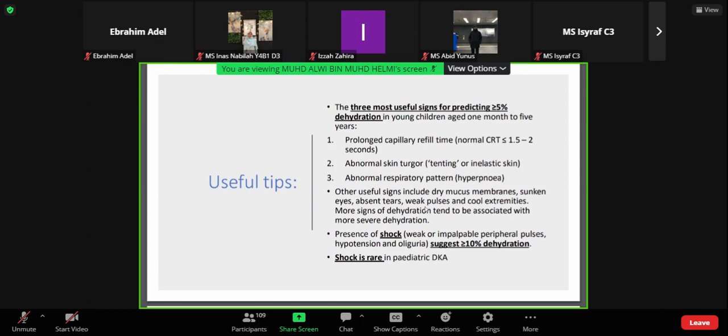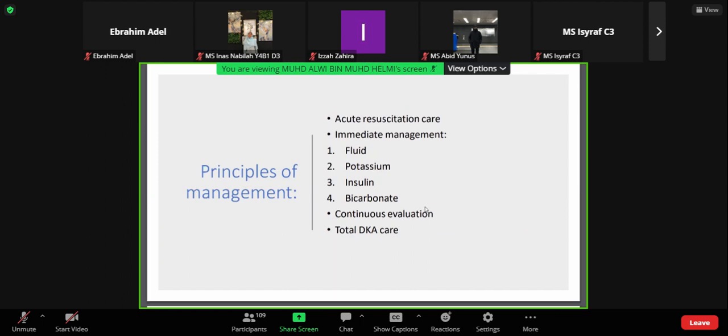So shock, again, if there's shock, then you need to treat. If anything shock, it has to be at least 10%. Okay, but outside of DKA, shock means at least 12.5%. But in DKA, shock means 10%. But it's very rare in DKA. Okay, acute resuscitation, immediate management is fluid, potassium or electrolyte, insulin and plus minus bicarbonate. Okay, and definitely you need continuous evaluation. A patient with DKA has to be managed in ICU. Mortality is very high, and morbidity is also very high. You may not lose the child, but you end up with a child in a vegetative state because of cerebral edema.